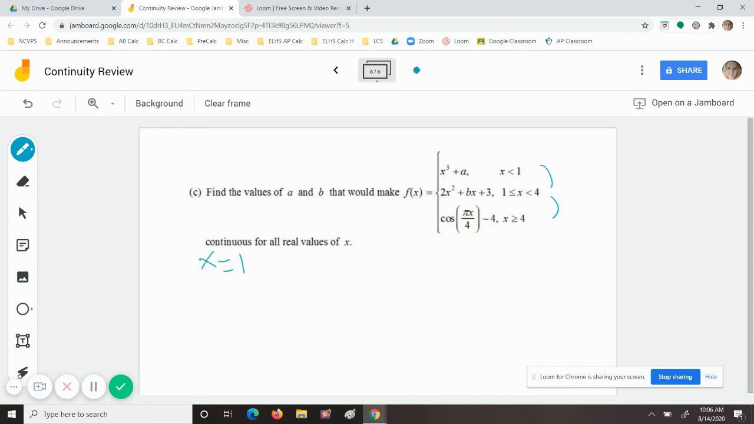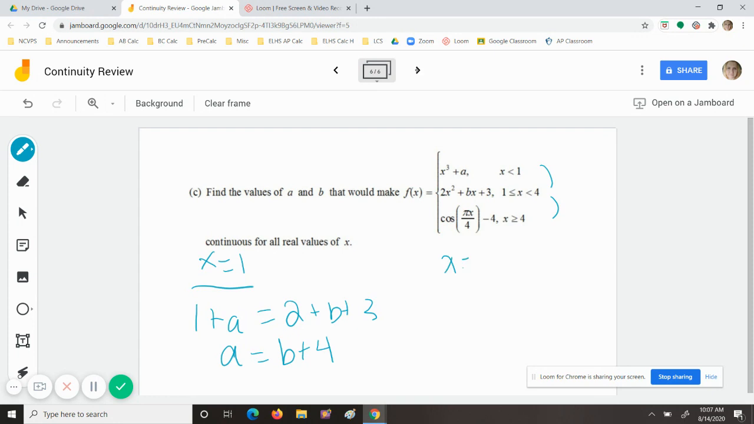Okay, so let's start looking at 1. We need the limit from the left and the right to be equal. So if we look from the left, we're plugging into x cubed plus a. If we plug in 1, that's 1 plus a. Now from the right, we want to plug in 1, which would be that middle equation when x is greater than 1. So we'd be plugging in 1 to 2x squared. That'd give us 2 plus bx would be plus b plus 3. Let's just simplify a little bit. A is, let's see, 2 plus 3 would be 5, and we're going to subtract 1, so plus 4.